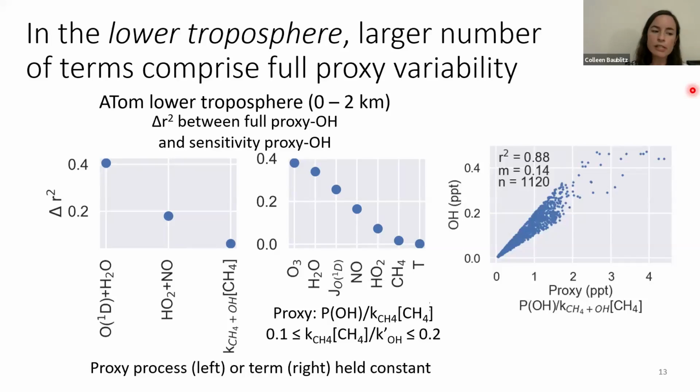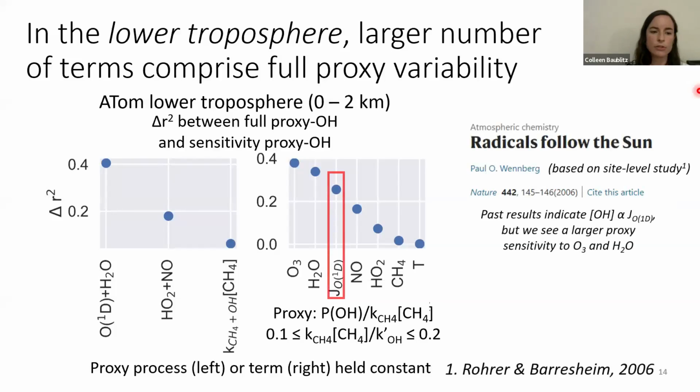Okay, and so this similarly is showing essentially the process-based sensitivity results on the left, and then the term-based sensitivity results in the middle. And again, just to mention, the scatter plot on the right is showing that even in the lower troposphere, in this new region, the proxy still shows a rather strong relationship with OH. So we feel okay about trying to decompose it here too. Okay. And so to look a little bit at some of the takeaways we have here.